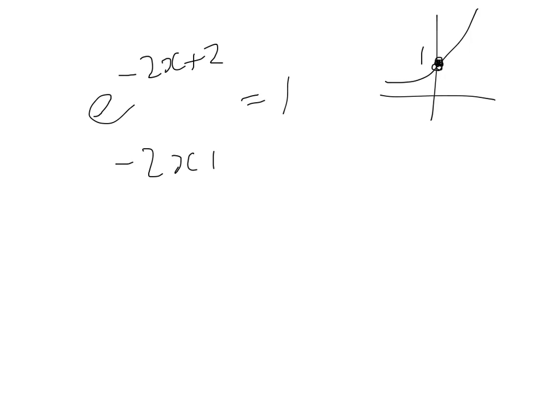Okay, so just, right, let's try this. e to the negative 2x plus 2 equals 1. Well, e to the power of 0 will be 1. Right. So we know that we need negative 2x plus 2 is equal to 0. x equals 1.